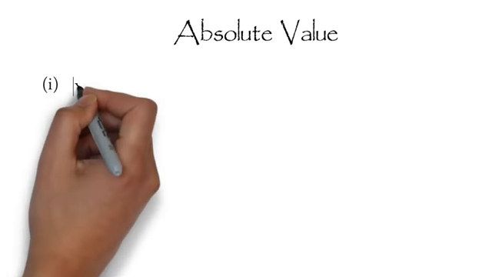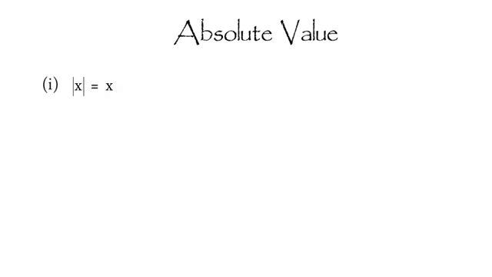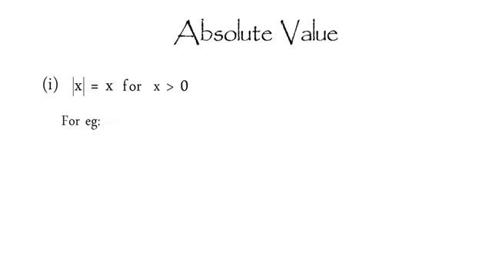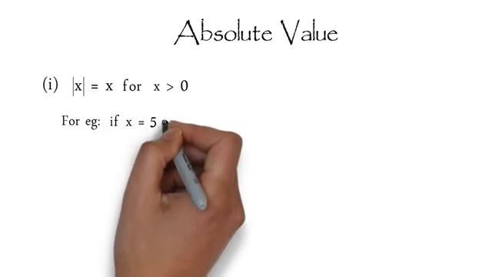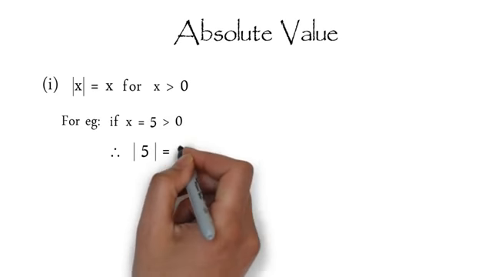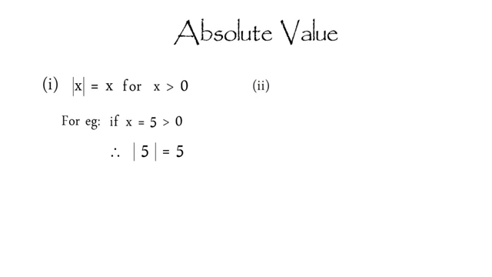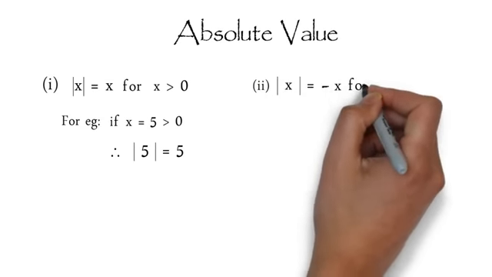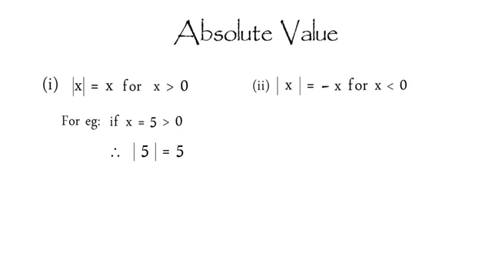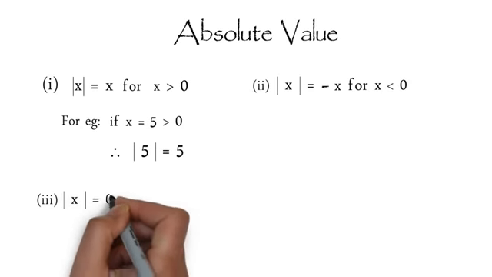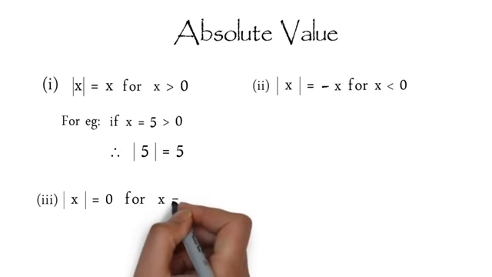Absolute value. First, modulus of x is equal to x for x greater than 0. For example, if x is equal to 5, which is greater than 0, therefore modulus of 5 is equal to 5. Second, modulus of x is equal to minus x for x less than 0. Third, modulus of x is 0 for x equal to 0.